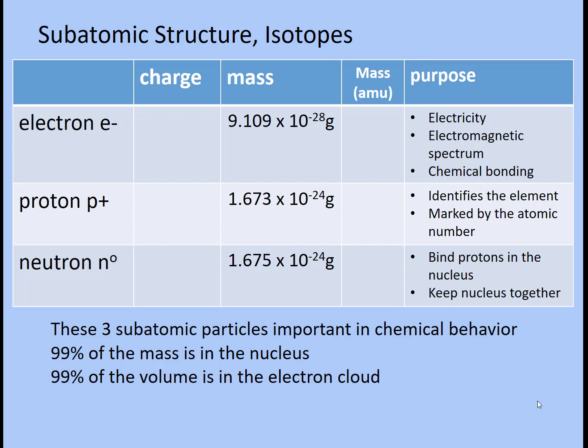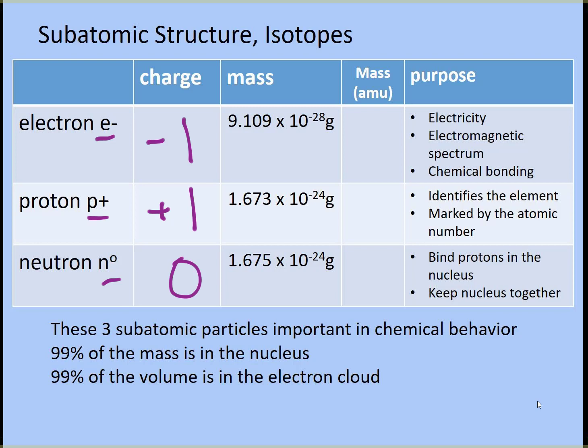Let's talk about the subatomic structure of the atom and also isotopes. So looking at electrons, protons, and neutrons, first of all, take notice of their abbreviation. Electrons have this little e minus, protons a p plus, and neutrons this little n naught. As far as the charge, because it's a relative charge, we say an electron is a -1, a proton would be a +1, and a neutron would be neutral.